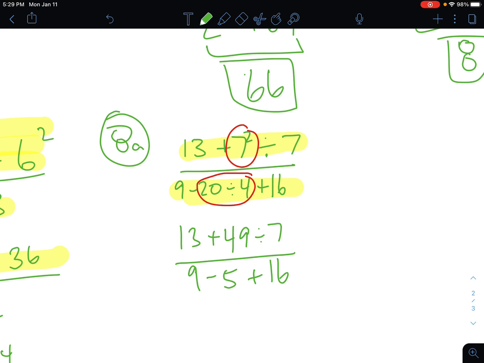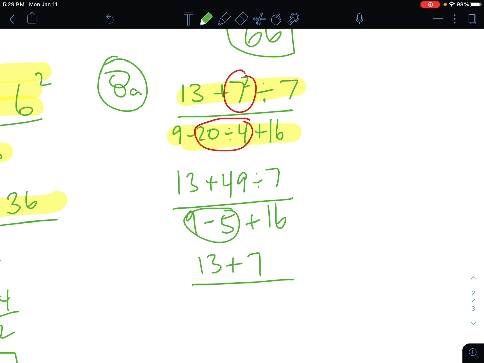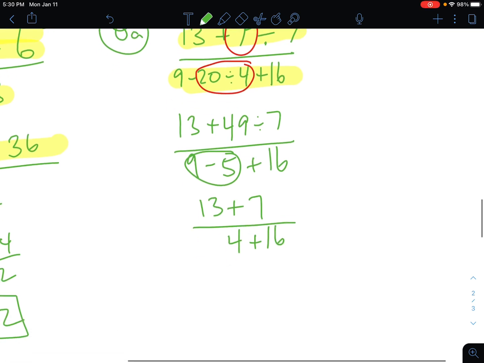Okay, at the very top, we have 13 plus 49 divided by 7. We're going to deal with this 49 divided by 7, and that equals 7. Bring down the plus, the 13 that was still up there. On the bottom, I could do 9 minus 5, which equals 4. You're still left with plus 16.